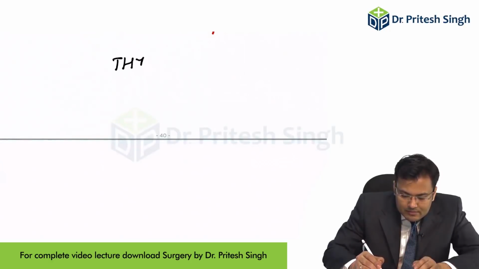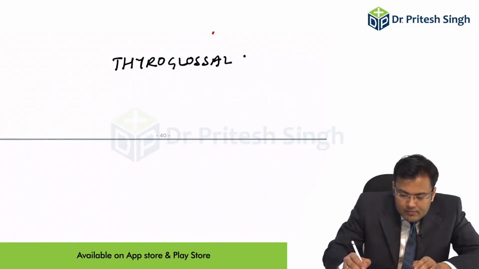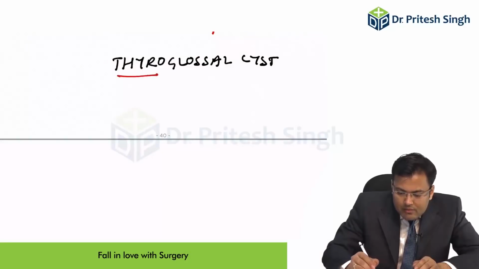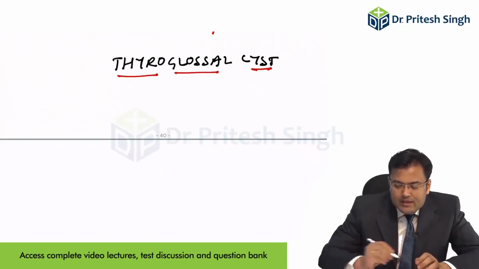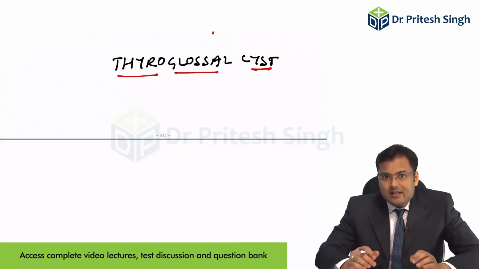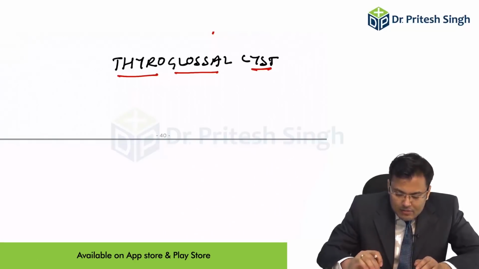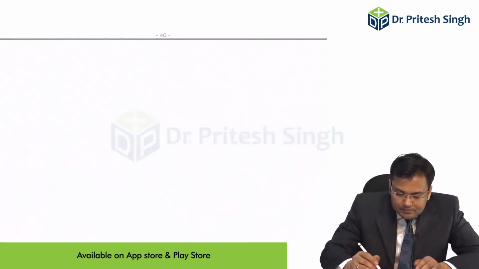Thyroglossal cyst. So just break this word: thyro plus glossal plus cyst. It means there is a cyst in relation to the thyroglossal tract. So have a look. What is the thyroglossal tract? It starts from the foramen cecum.